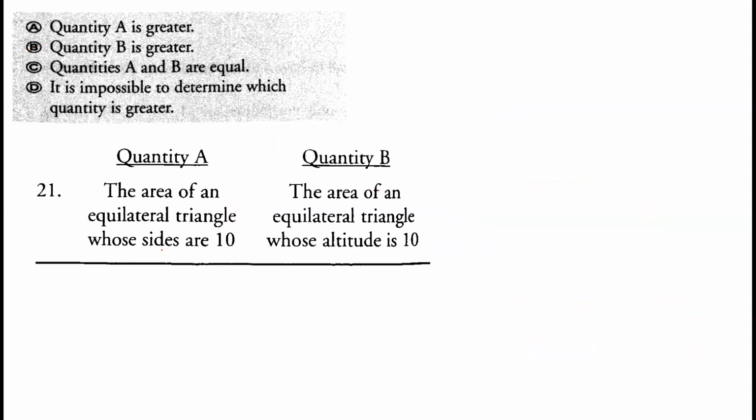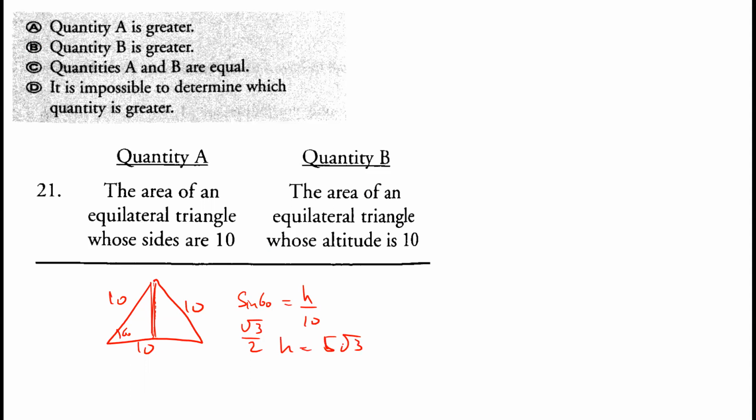The area of an equilateral triangle whose sides are 10, 10, 10. If the sides are 10, then we know this angle is 60. Then what will this length be? Sine 60 equals height over 10. Sine 60 is root 3 over 2, so h would be 5 root 3. Root 3 is approximately 1.7, so 5 times 1.7 is a number that is less than 10.